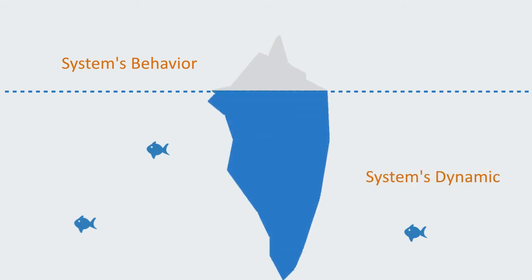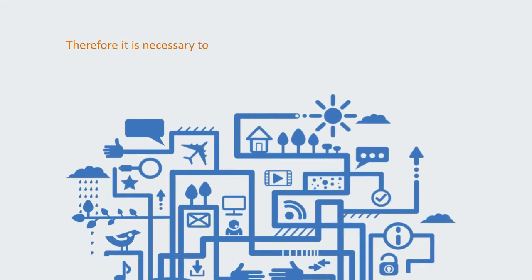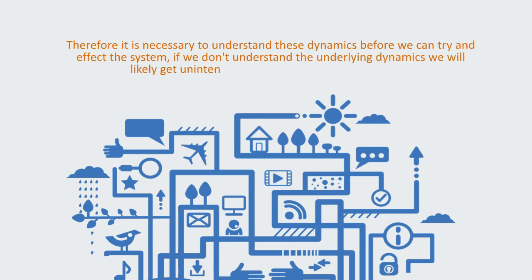Thus, systems exhibit certain behavior, but under this is deep system structure, a set of underlying dynamics that are really driving the system, and it is these drivers that systems dynamics tries to capture. In large, complex systems, it is these dynamics that hold the system within a certain configuration or state. Therefore, it is necessary to understand these dynamics before we can try and affect the system. If we don't understand the underlying drivers and dynamics, we will likely get unintended consequences or no effect at all.